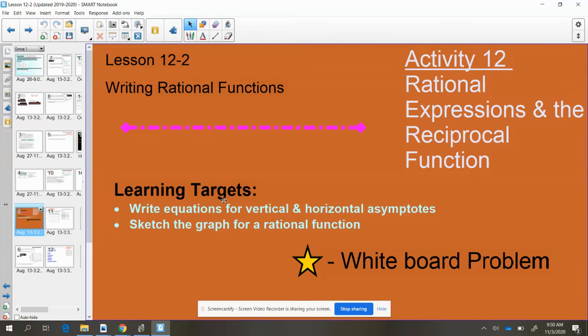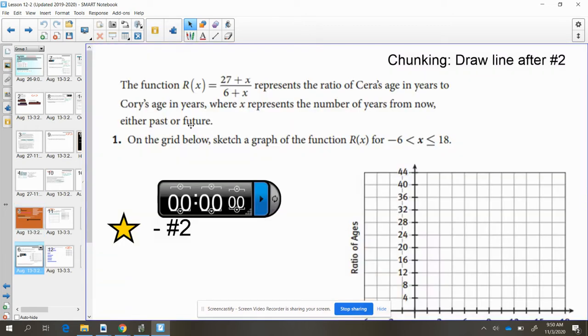Everyone, today we are moving away from talking about polynomial functions to talking about rational functions. Rational functions are going to begin on page 161 because we're skipping lesson 12.1 and we're just jumping right into 12.2. So we have a rational function here given talking about the representation of Sarah's age to Corey's age, where x represents the number of years from now, either past or future.